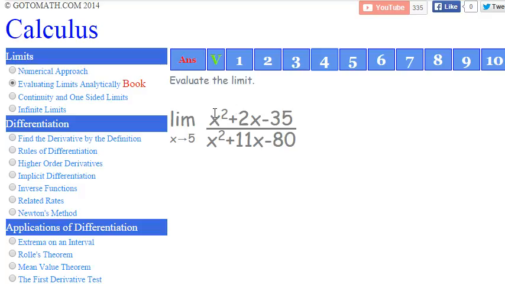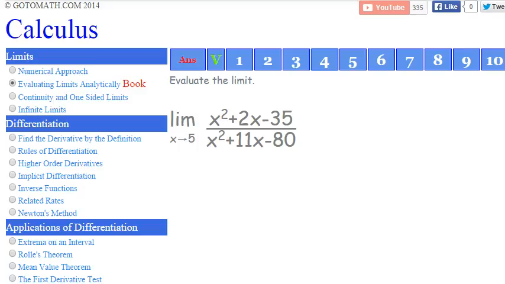So probably what we need to do is factor, and it looks like we'll be factoring both of these and canceling out like terms. Easy enough. Let's move on into the classroom where the whiteboard is located. There it is. Got it.